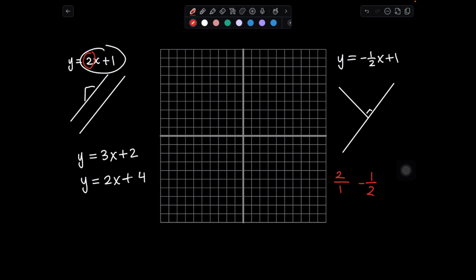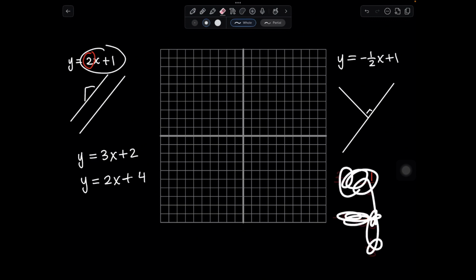So for example, if my gradient was -3, I would flip it, and then putting a negative in front of that would cancel out the negative in front already. And that would make it positive 1/3. Okay. Another example, if the gradient was 2/3 and you want a perpendicular gradient, you would flip it and put a negative in front. Okay. So let's do an example and show you how the perpendicular line works.